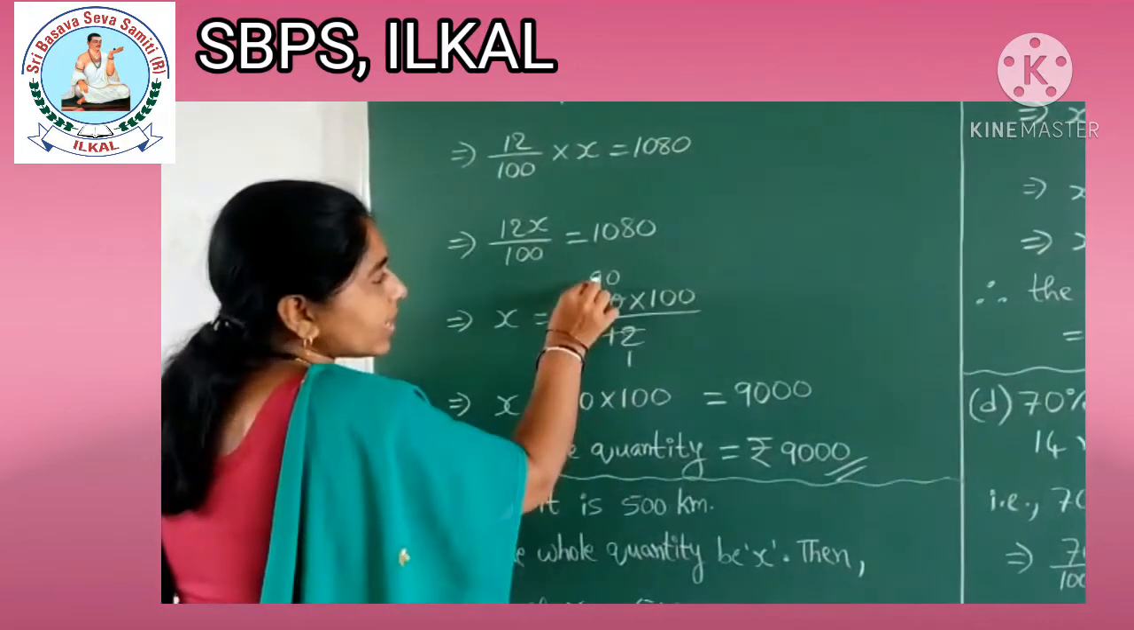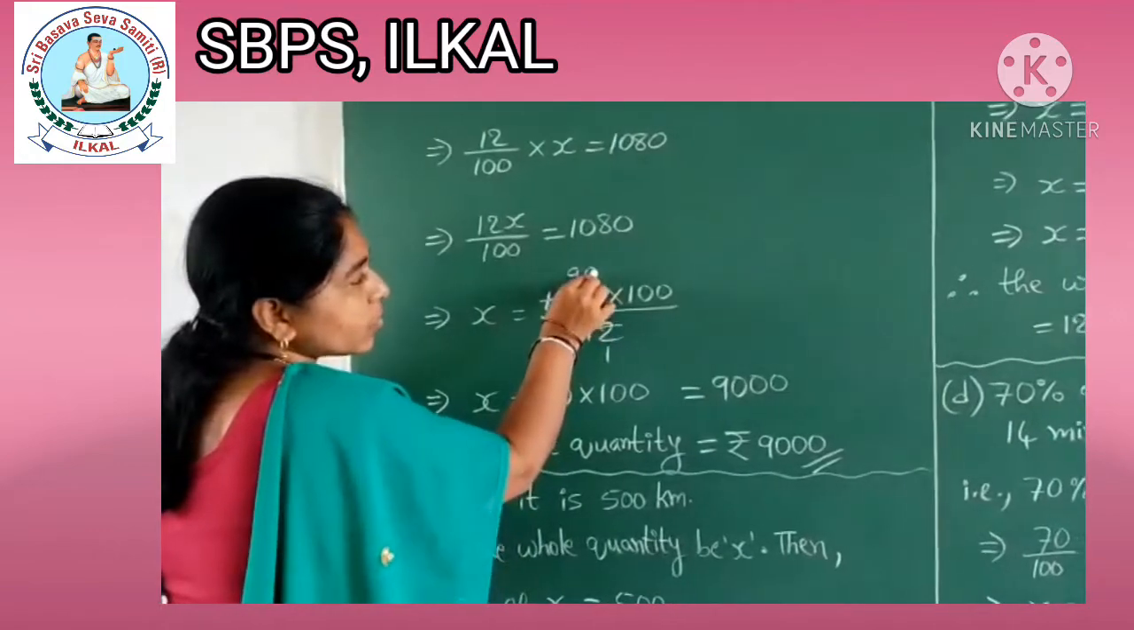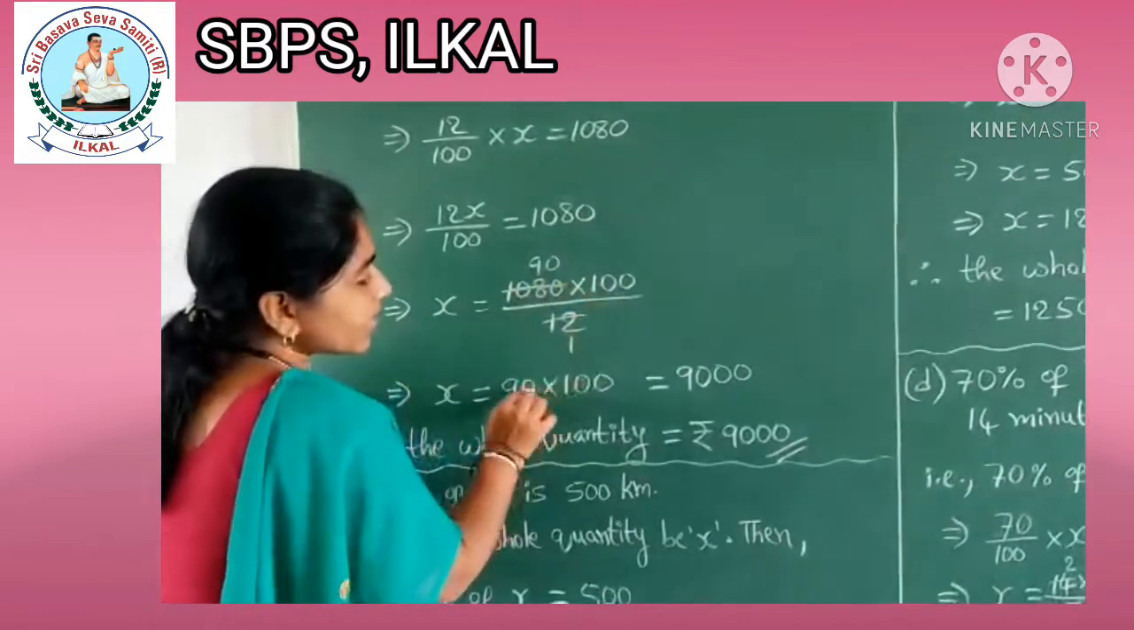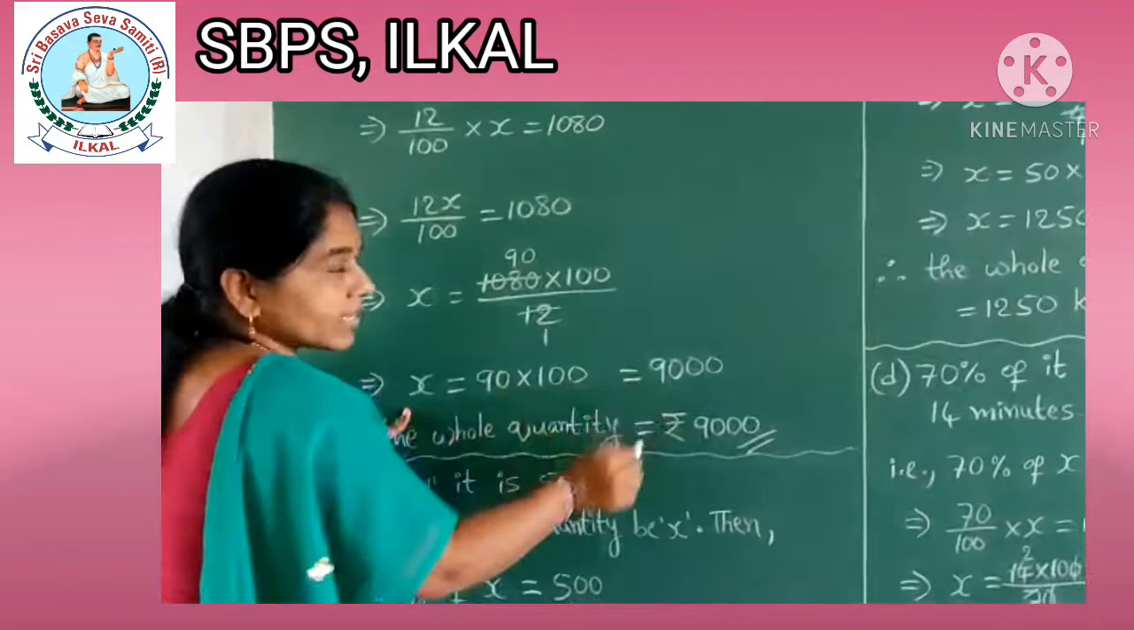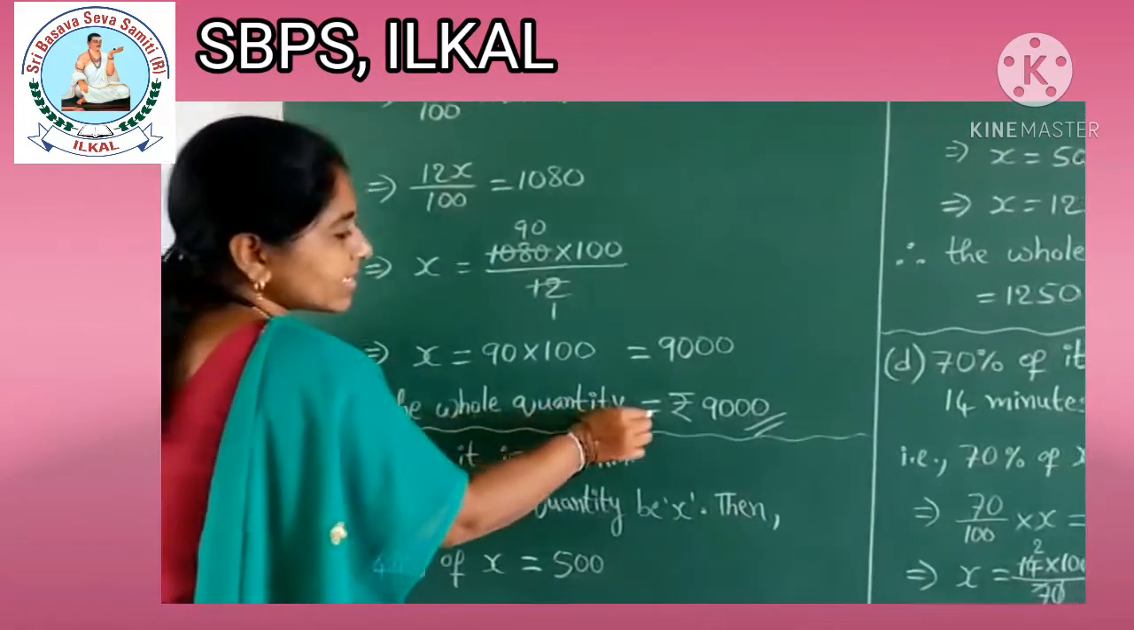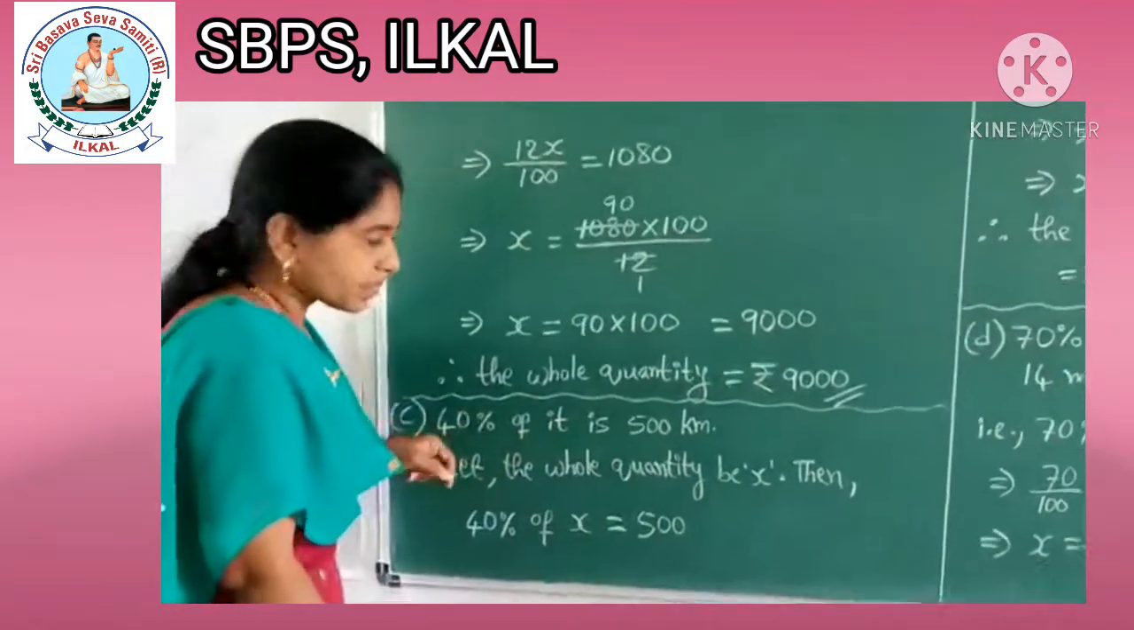12 ones are 12, 12 nines are 108. 0 remain, you put 0, children. 90 into 100 will remain. Then x is equal to 9000. Therefore, the whole quantity is equal to rupees 9000 here.